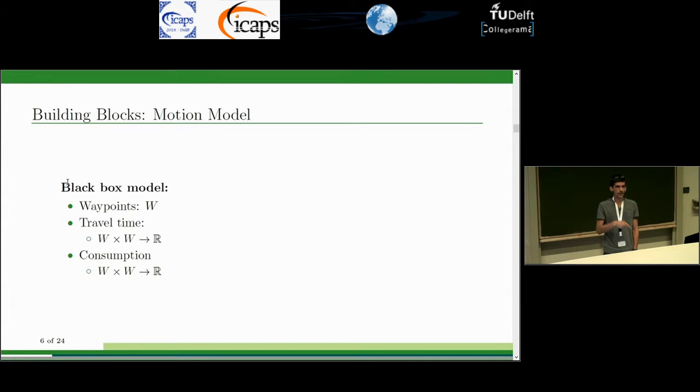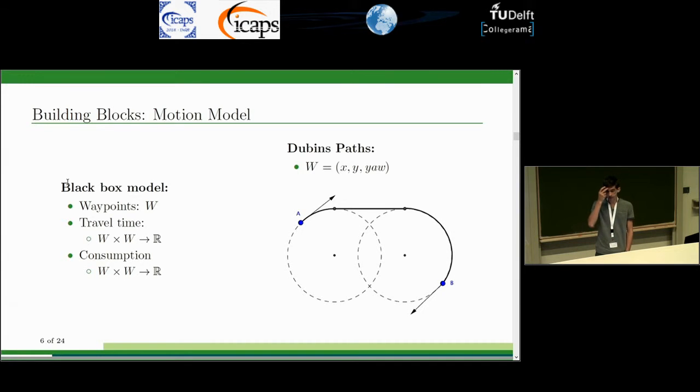What we use behind the scenes for this black box model is actually Dubins paths. So you have 2D coordinates and an orientation of your UAV, and you can get the travel time between two points by using the shortest Dubins path. The Dubins space is constrained by your maximum turn radius.